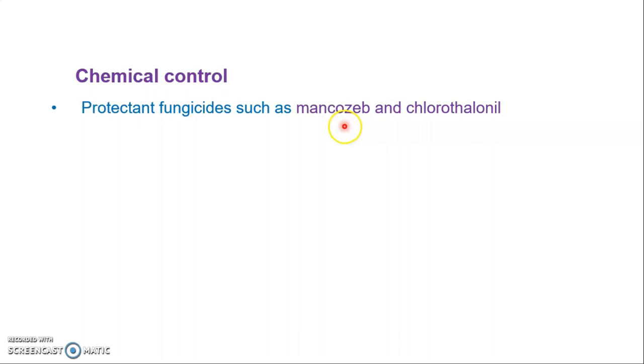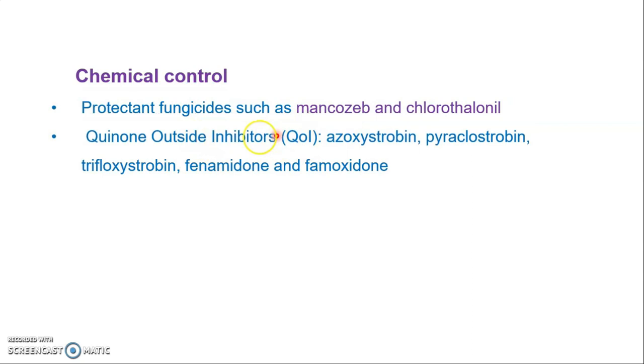Maybe in the future, if I read about it, I will discuss it with you guys. So the other fungicides are the quinone outside inhibitors. They are very good and effective, and they are systemic. They can be absorbed by plants and they can eliminate Alternaria solani. But there are a few reports that resistance against this fungicide has emerged in some Alternaria solani strains.